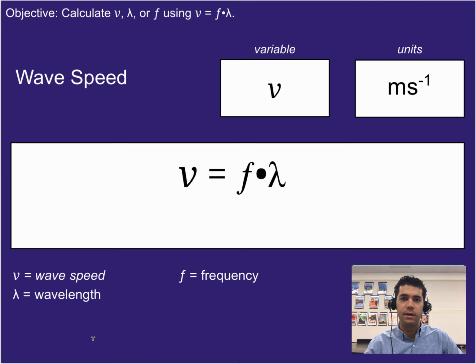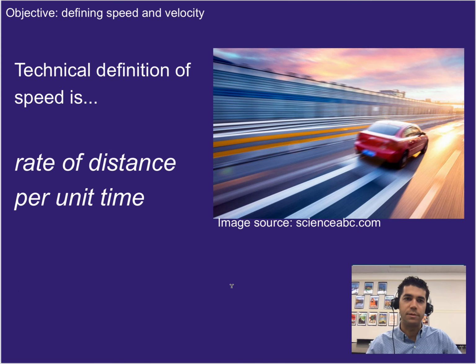Now, last time we talked about wave speed, so this idea that we can figure out the speed with which a wave is traveling by multiplying frequency times wavelength. We had the variable, the units in meters per second, and it was one way we could calculate speed. Well, there's a more general way to calculate speed that we can also talk about.